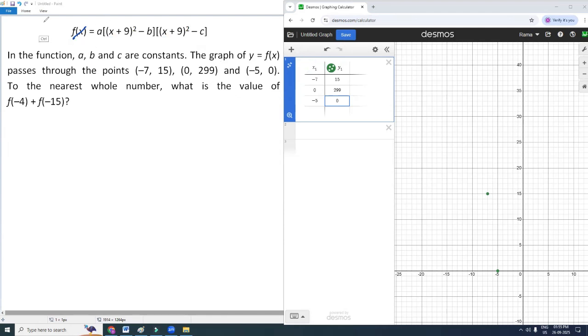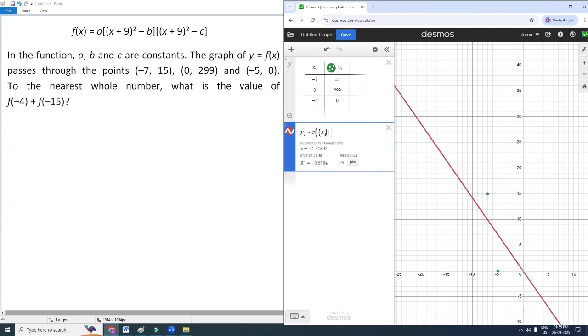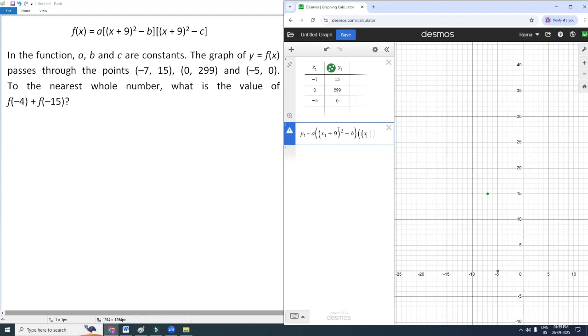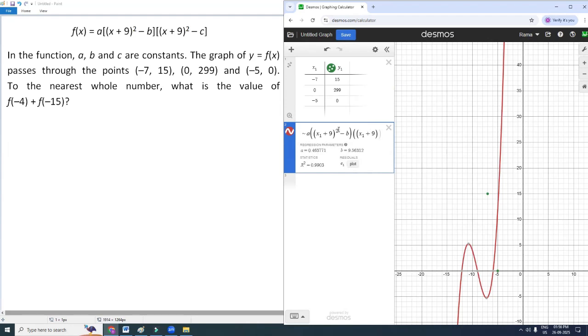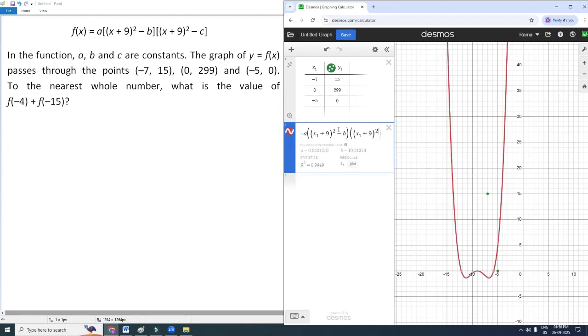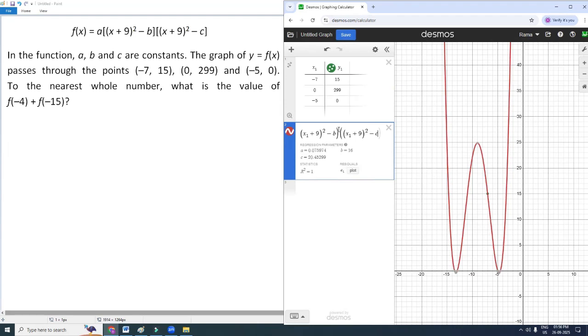Now let me give the function as input: y subscript 1, then the tilde sign, then a times (x subscript 1 + 9) squared, then minus b, then again (x subscript 1 + 9) squared, minus c. Okay, here I got the graph of the given function.